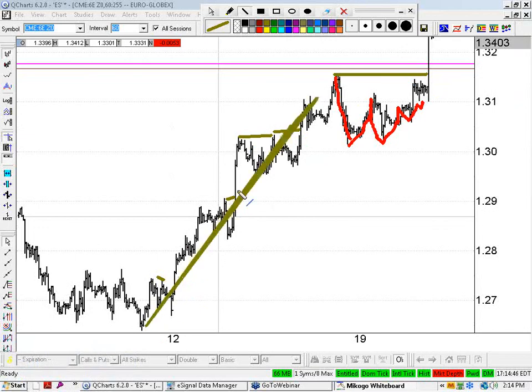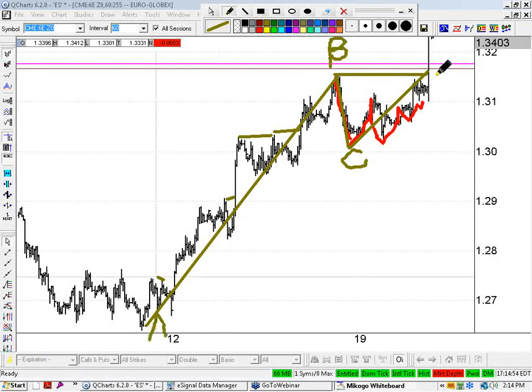So now the supporting structure is this guy right here, super shallow. Point C is redrawn where now you have super shallow point C coming into the mathematical 78%.